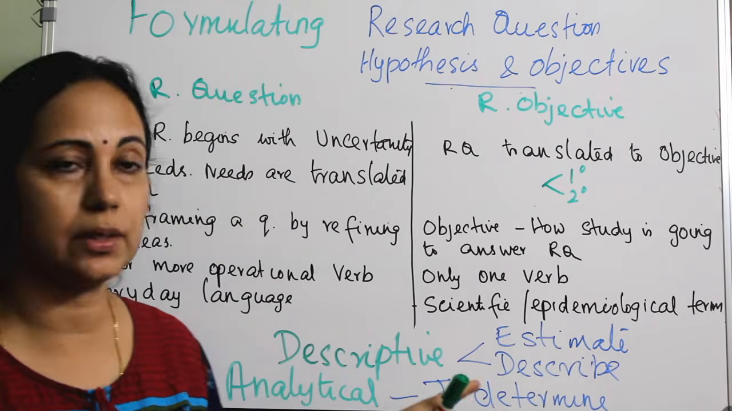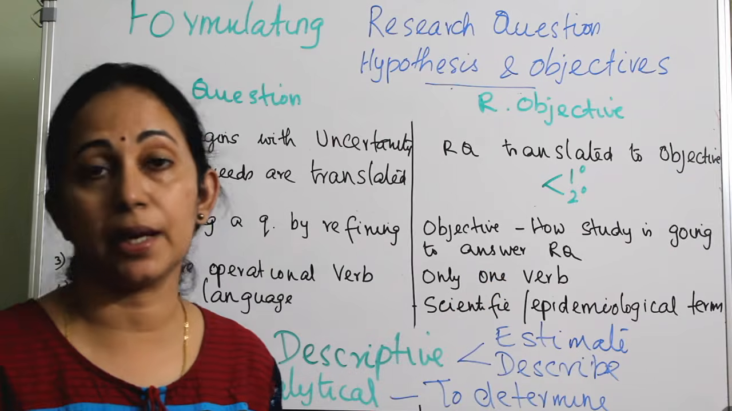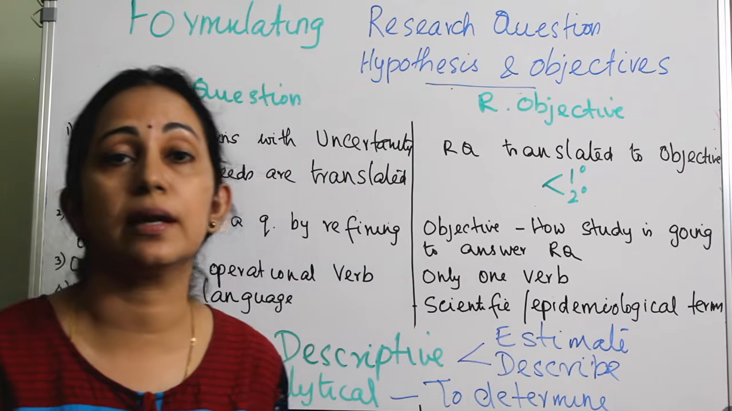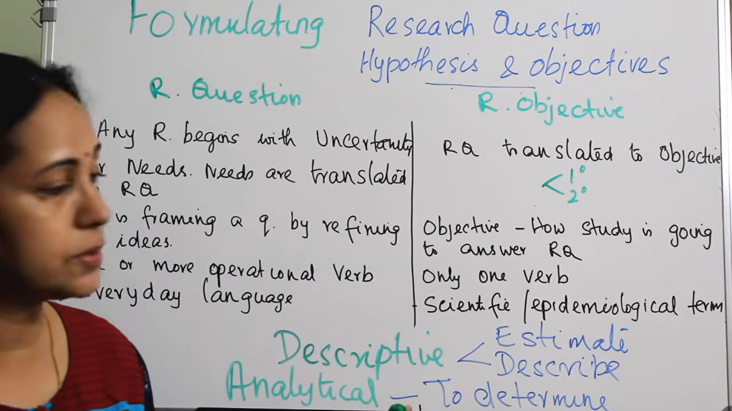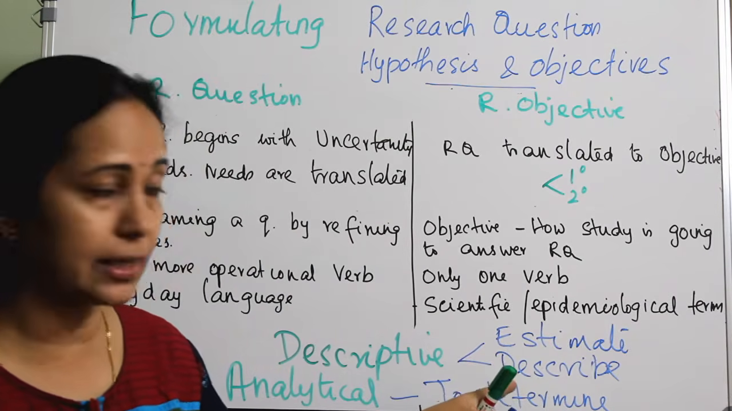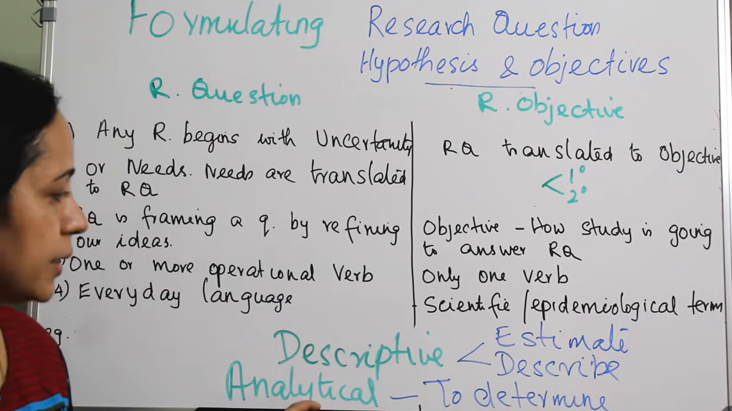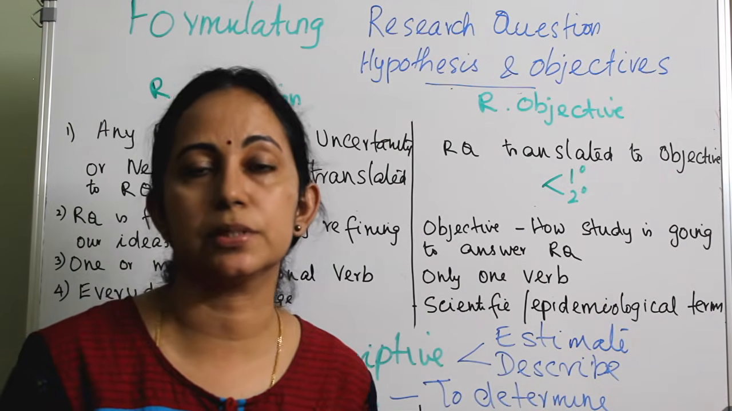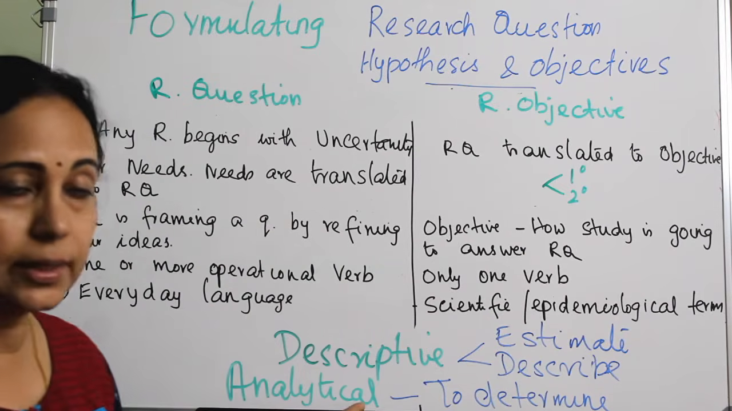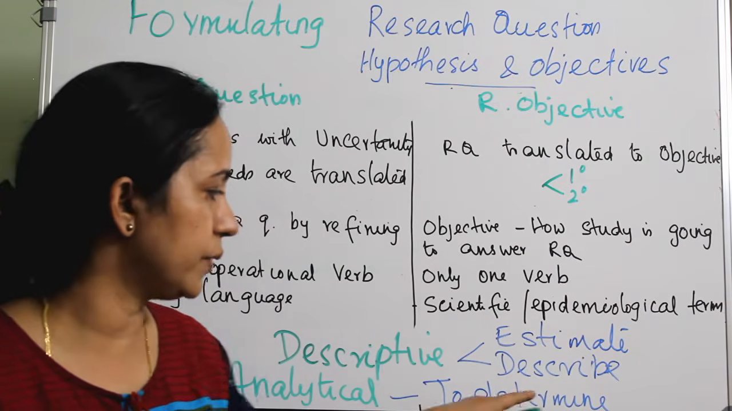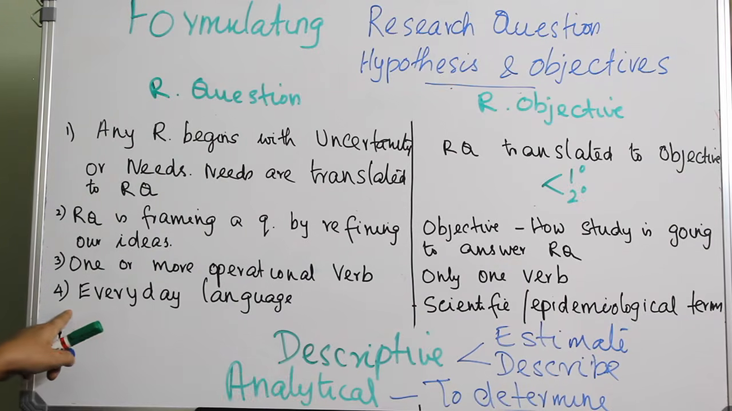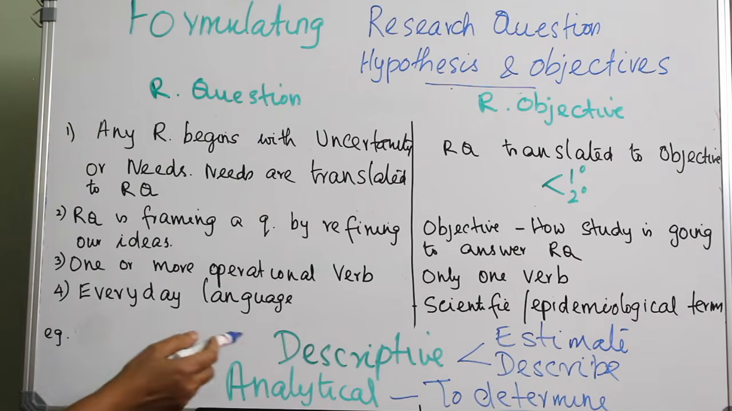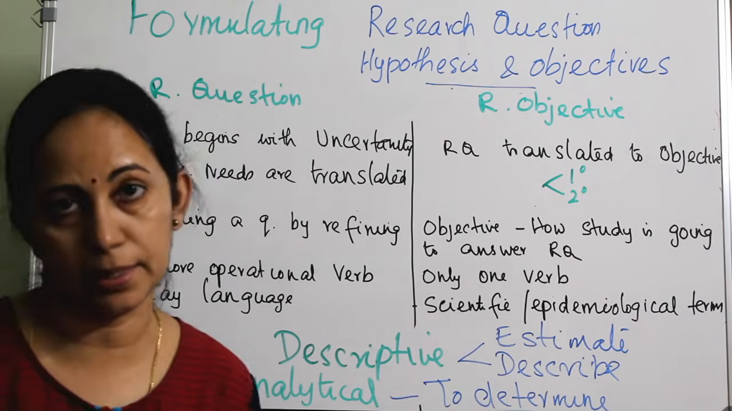So if it is a descriptive study, always use estimate and describe. Rather than the usual tendency is to write to study the effect of something like that. It is not correct. Ideally, if that is a descriptive study, use estimate or describe. That is a common term used. And to analytical study, that is to determine the association between the so and so. And in analytical study, we have to test a hypothesis. So always use the term to determine. Okay, you have to remember that. And research questions are written in everyday language. Here we use scientific or epidemiological terms like estimate, describe, to determine, like that.